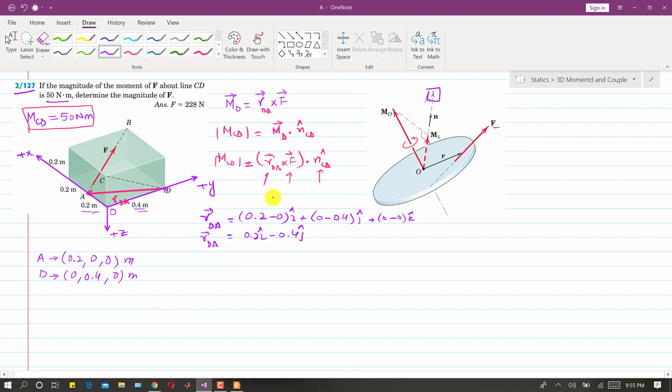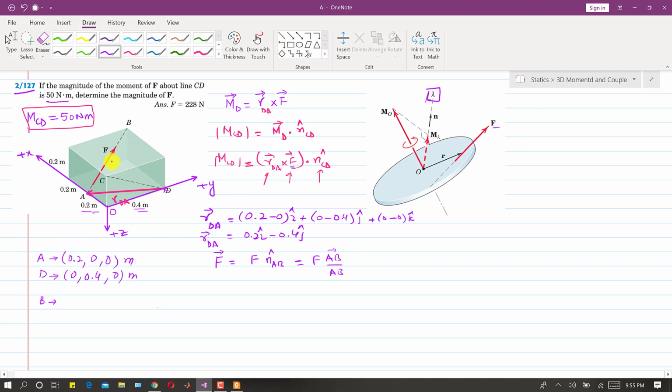Now the next vector that we need to find is this force vector. So the force vector will be equal to the force magnitude F, which is what we are required to determine, times the unit vector. Let's suppose the unit vector is AB, so it will be the AB vector divided by the AB magnitude. For this we need to find the coordinates of point B in order to find the AB vector. So what are the coordinates of point B?